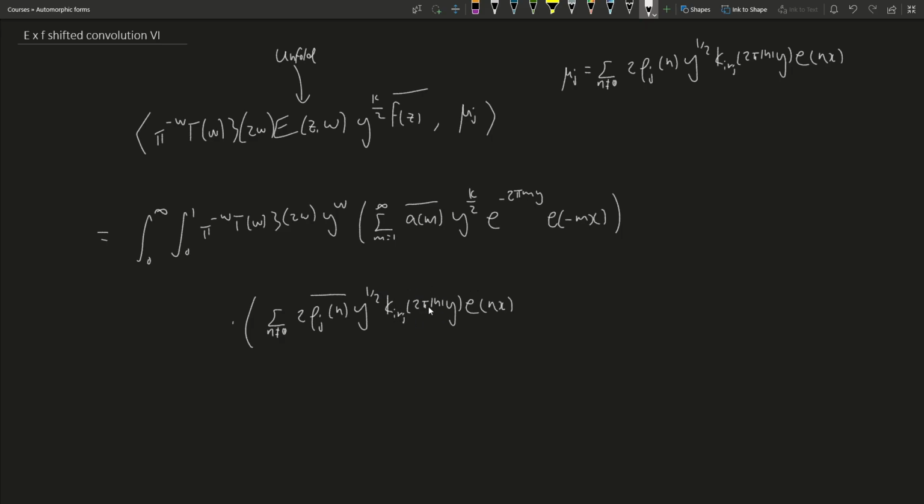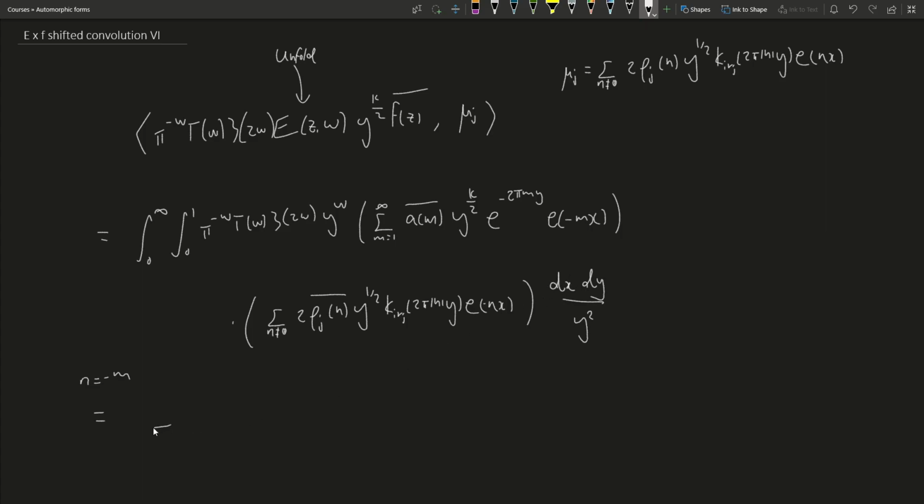Of course, the argument here, 2 pi absolute value n and y also, I mean, it's real, so it's going to be invariant under complex conjugation. And then you have to have a minus here. And then we have our usual measure, dx dy over y squared. And here we're going to need that n is equal to minus m to get a non-zero integral in x.